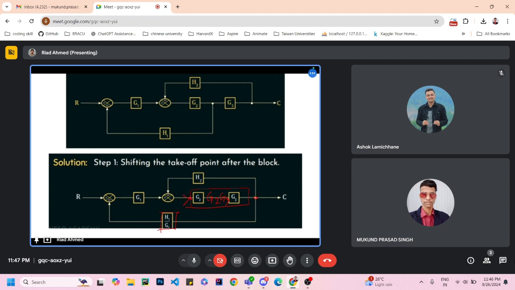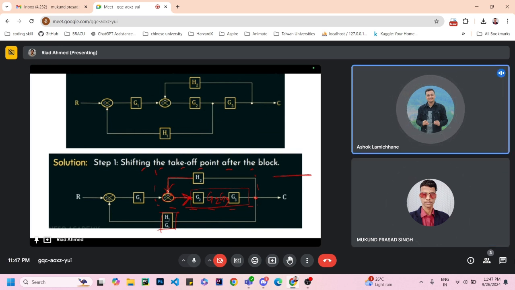Now you can see that we have a summing point, and the summing point is having an input from a block, and the summing point is giving output to another block. So this is rule number 1. Rule number 1 says if the summing point is giving output to a block and taking input from another block, then we can convert this whole part to a single block, and that single block should be what value? Can you tell me the value?